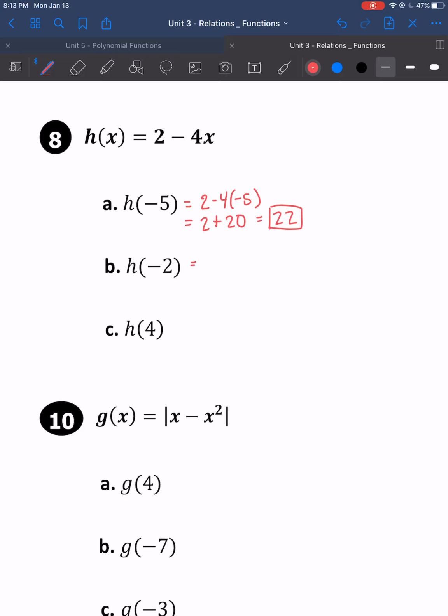We want to find h of negative 2. So 2 minus 4 times negative 2. So 2 minus, negative 4 times negative 2 will give me a positive 8. 8 plus 2 gives me 10. So h of negative 2 in this case is 10. And last but not least, h of 4. So 2 minus 4 times 4. 4 times 4 is 16. And then I still have the negative because that 4 was positive in this case. And 2 minus 16 gives me a negative 14.